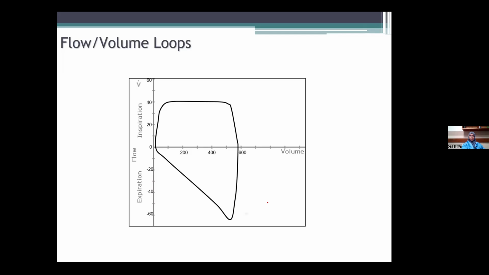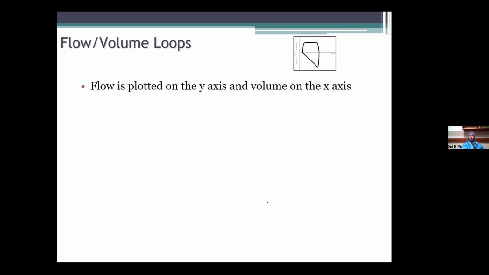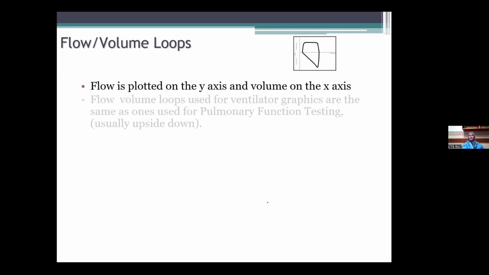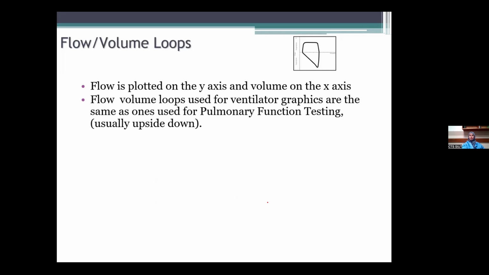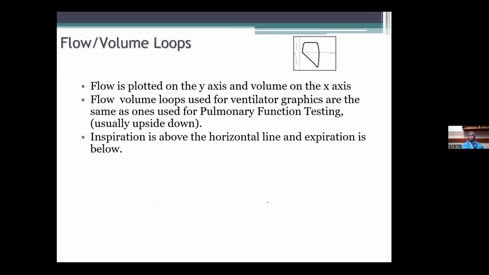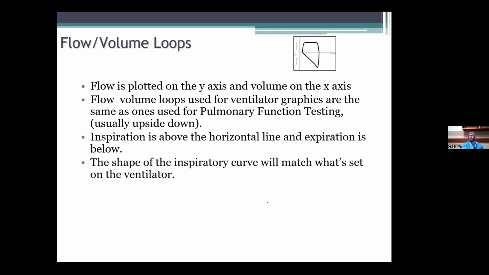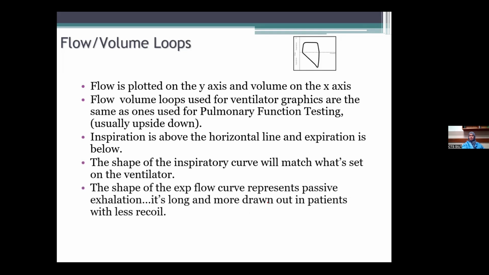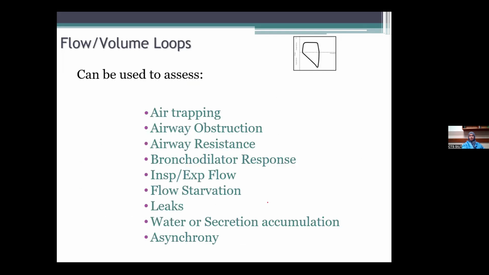Flow volume loops. Flow is plotted on the y-axis and volume is on the x-axis. The flow volume loops used for ventilatory graphics are the same as those that are used in pulmonary function testing. Inspiratory is usually above the horizontal line and expiration is below it. The shape of the inspiratory curve will match what's set on the ventilator. So the shape of the expiratory flow curve represents passive exhalation. It's long and more drawn out in patients with less recoil.